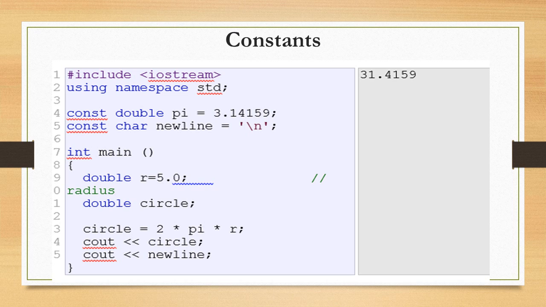Now let's look at the program where int main begin double r equal to 5.0. Then double circle. Circle is declared as a variable and is not initialized. But here circle is initialized to be equal to 2 times pi times r. We know what our pi is. Pi is declared to be constant. Then times r. R is declared and initialized and is 5. Then cout. What's going to be the circle now? It's 2 times 3.14159 times 5.0. Okay, then that's going to be 31.4159. Then cout newline. Then the cursor moves to the new line. That's all.